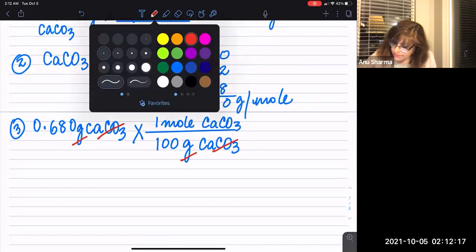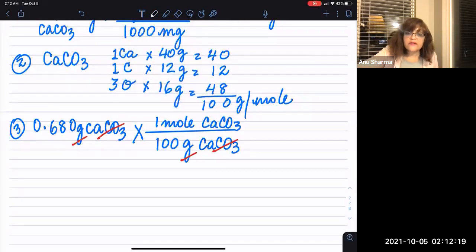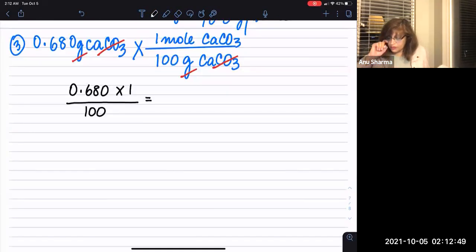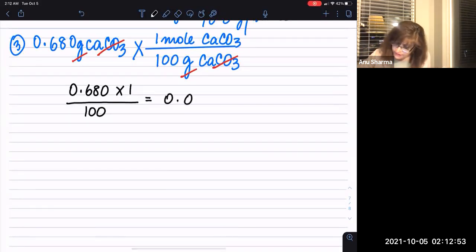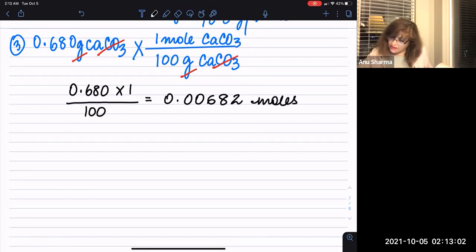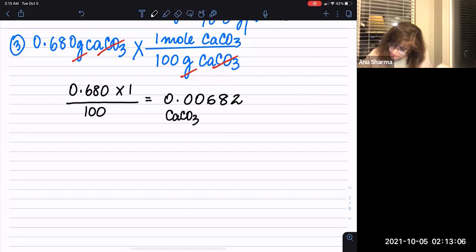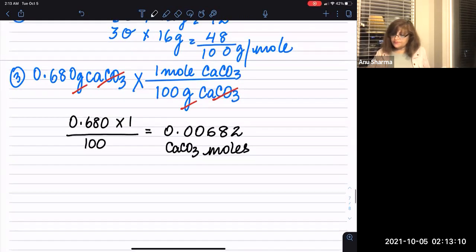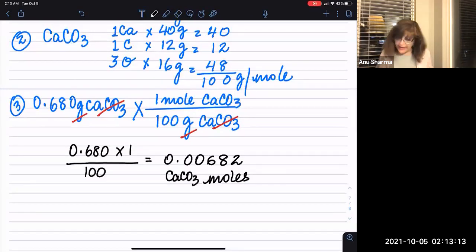So let's do the math now. When you do this math, you get the answer 0.00682 moles of calcium carbonate. That is the answer, and it finishes one section.